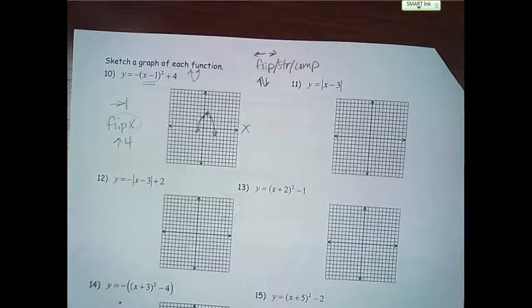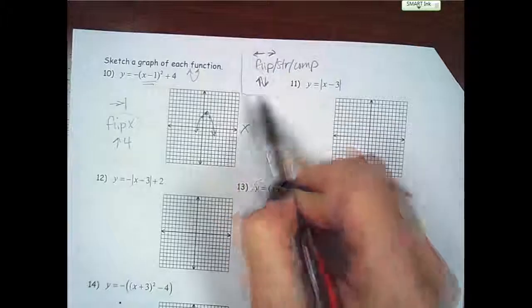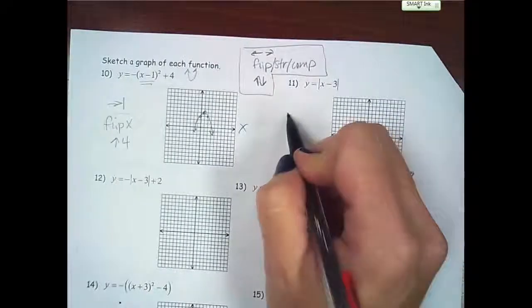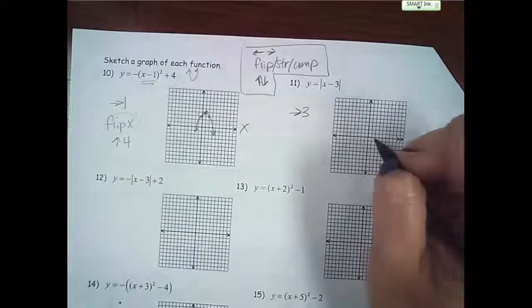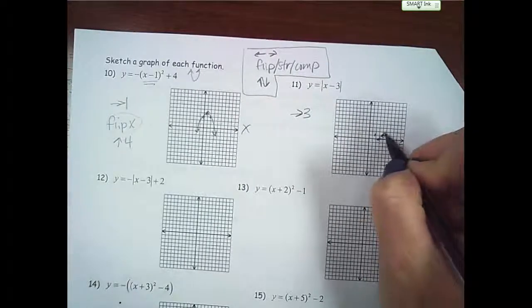Okay? Number 11. You do the problem in this order. The only thing we have is left and right, so we're going to go right 3. And it's just the shape of a V. So out 1, up 1, out 2, up 2.